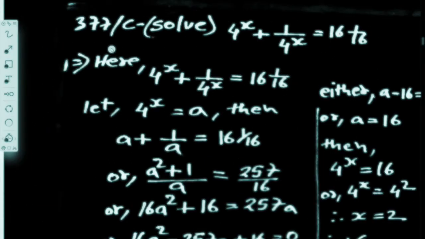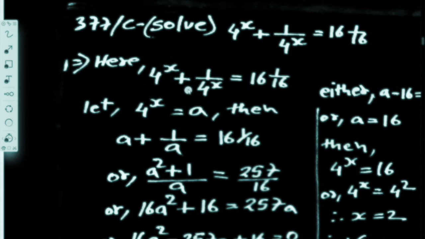Problem number 377/6. Here the problem asks us to solve. So this is our equation. From this equation, we have to find the value of x. Here x is given in the power, so we have to find the value of x. Here it is given 4 power x plus 1 by 4 power x equal 16 and 1 by 16. This is our equation, and from this equation we have to get the value of x.